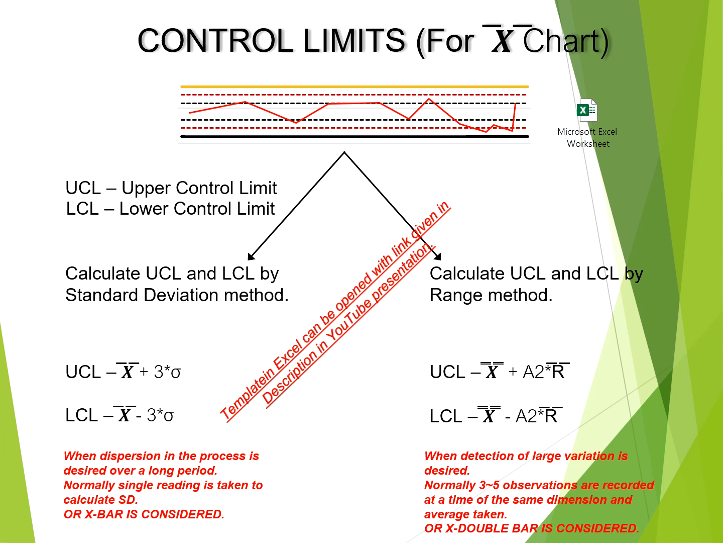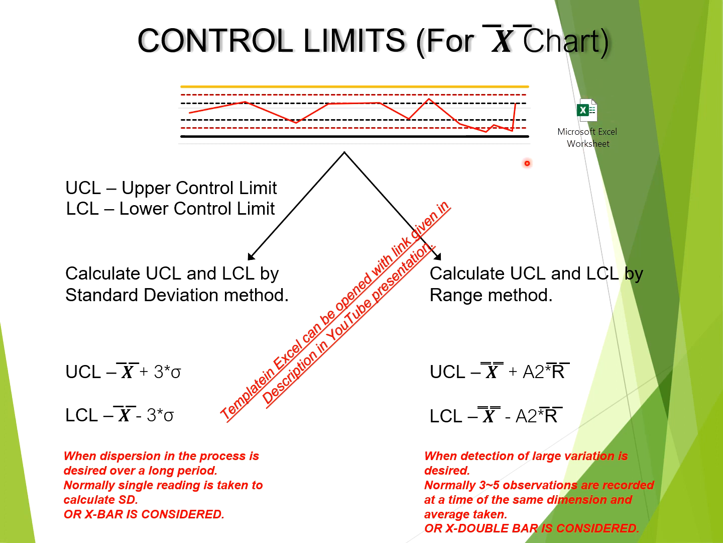In this, 3 to 5 observations are recorded at a time, and then we take the average. As you can see here, we take X double bar. Here it was X bar, here it is X double bar. An Excel sheet is embedded here.